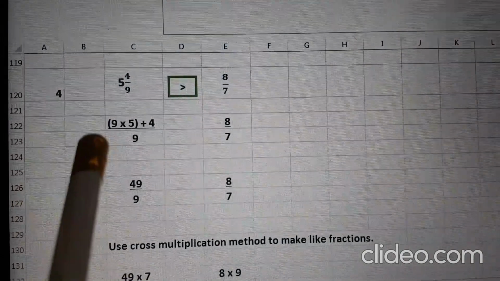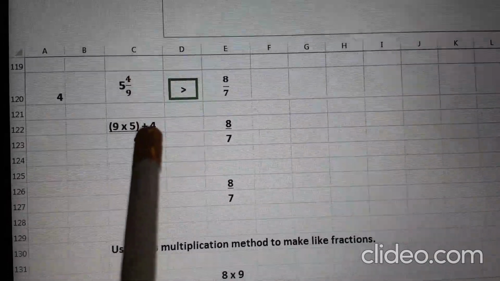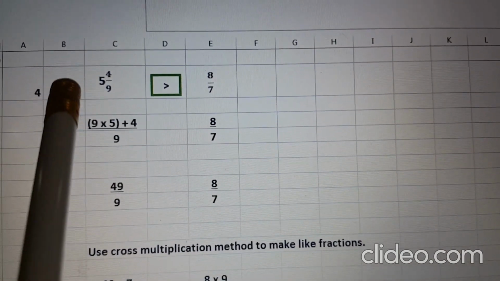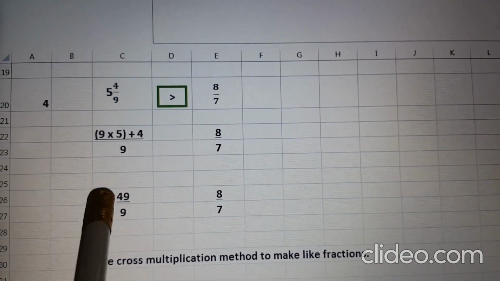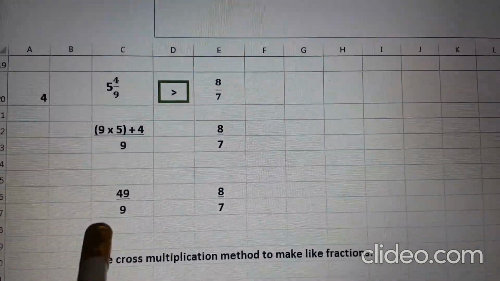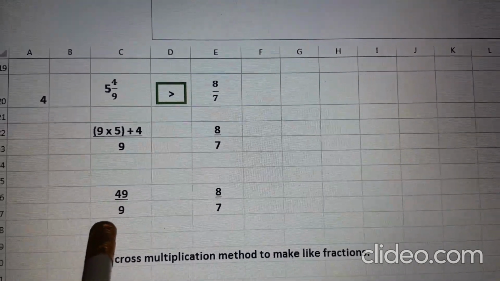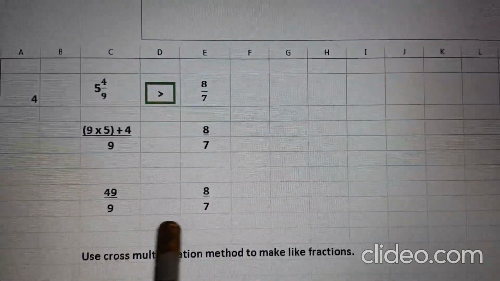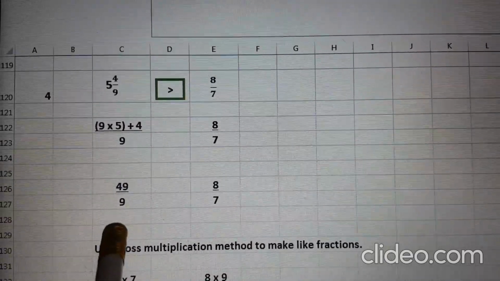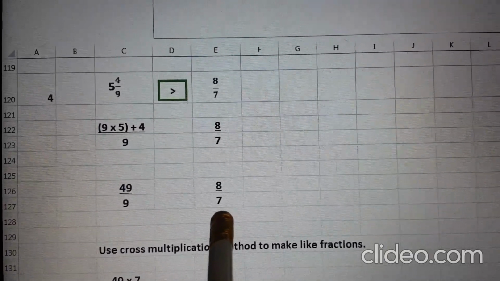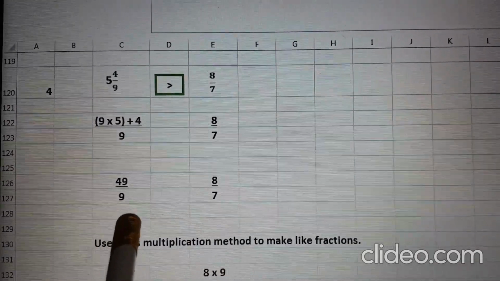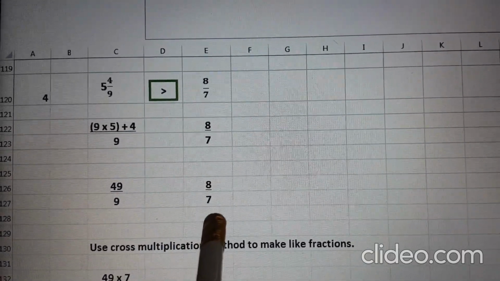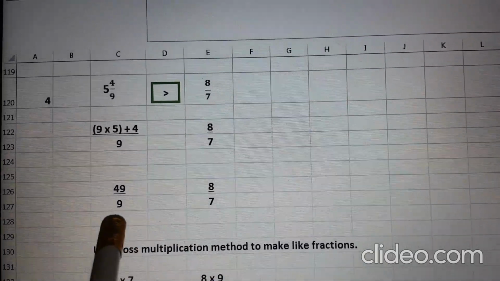Now the fourth part is 5 whole 4 by 9 and the other is 8 upon 7. The first step, we will convert the mixed fraction into an improper fraction using the formula. So we get 49 upon 9. Here we have 8 upon 7. We see both denominators are different. Here 9 is the denominator, here 7 is the denominator. So we will use the cross multiplication method to convert unlike fractions into like fractions.